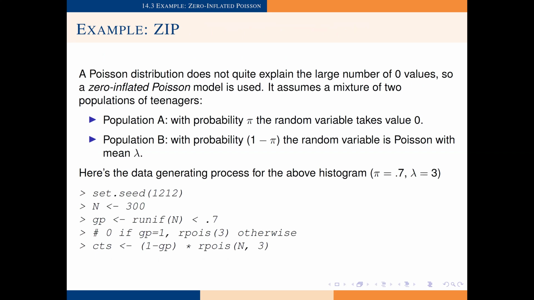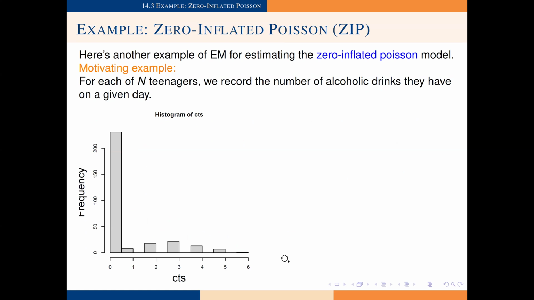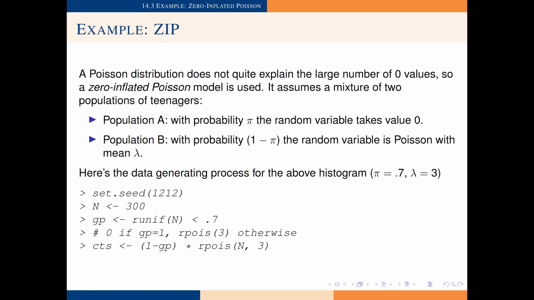All right, so how do you describe this distribution of teenager drinking habits? It's counts, right? How many drinks someone has on a given day. Can you use the Poisson distribution? If you try to model it using a Poisson distribution, you will see that the model is not going to work very well because a Poisson distribution does not quite explain the large number of zero values that you observe. Instead, what is more reasonable is the zero-inflated Poisson model.